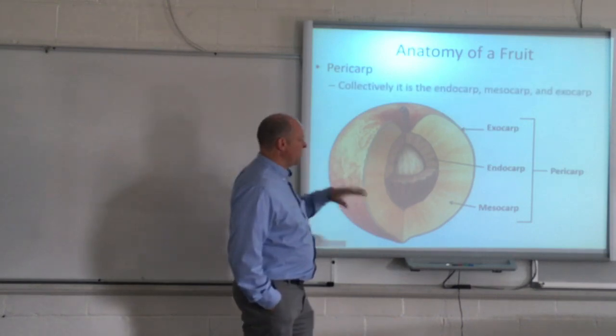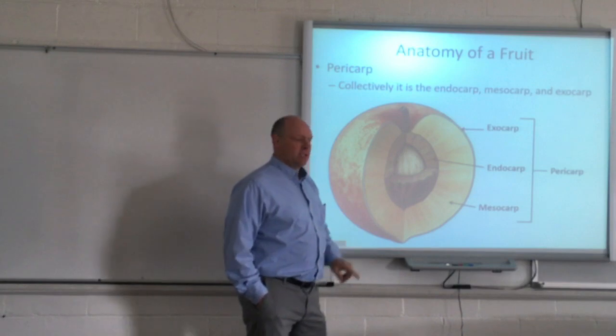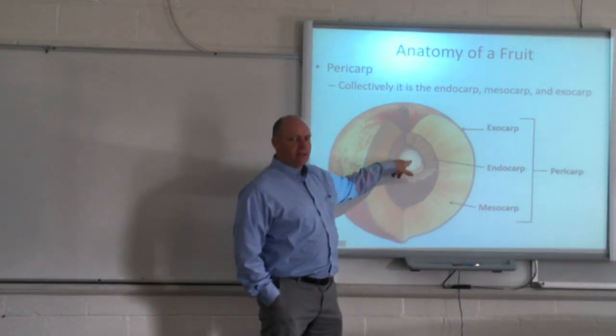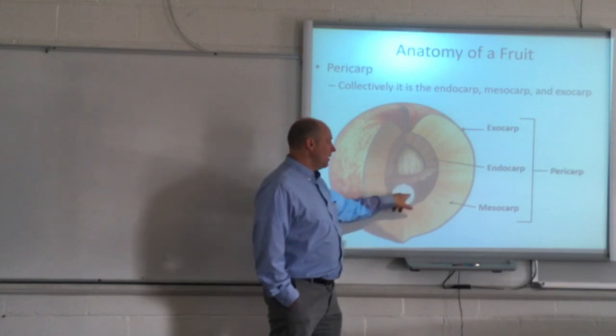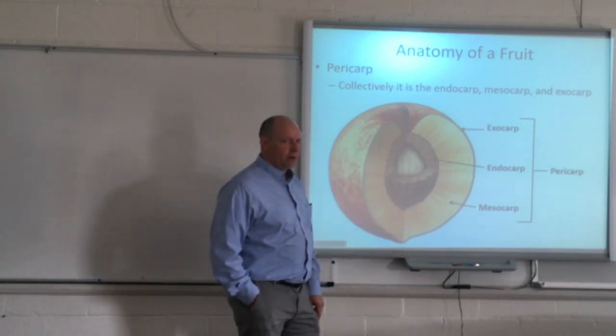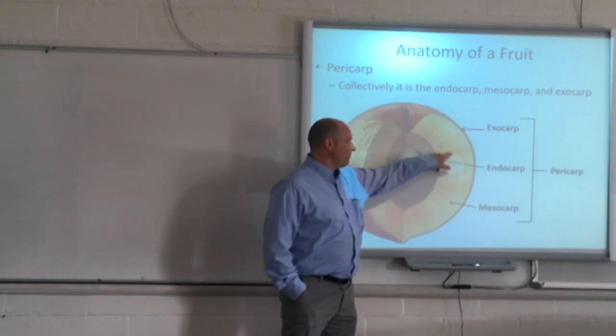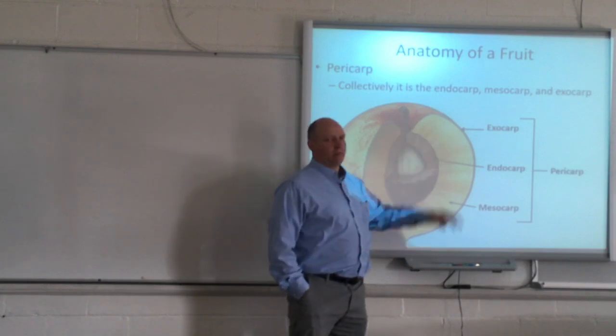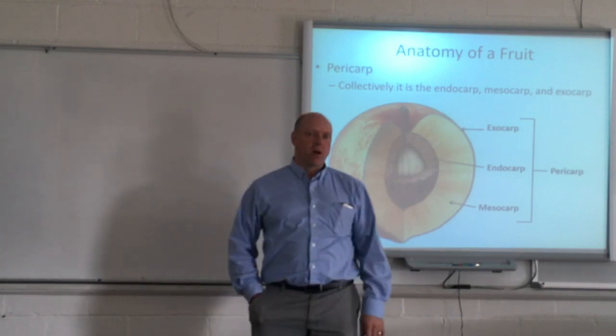Okay, so here we go. The seed, which is in the center, right? It comes from the ovule. The endocarp, okay, is part of the pericarp. The mesocarp, usually what we eat, not always. And the exocarp is generally the skin or the rind of the fruit.